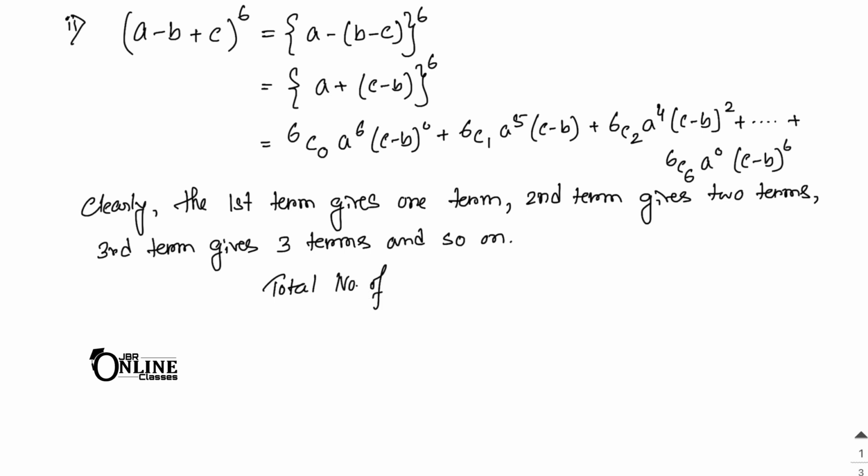So here the total number of terms equals 1 plus 2 plus 3, then 4, then 5, then 6, and the last one will be 7. If you add this you will get 28. So here 28 is the final answer.